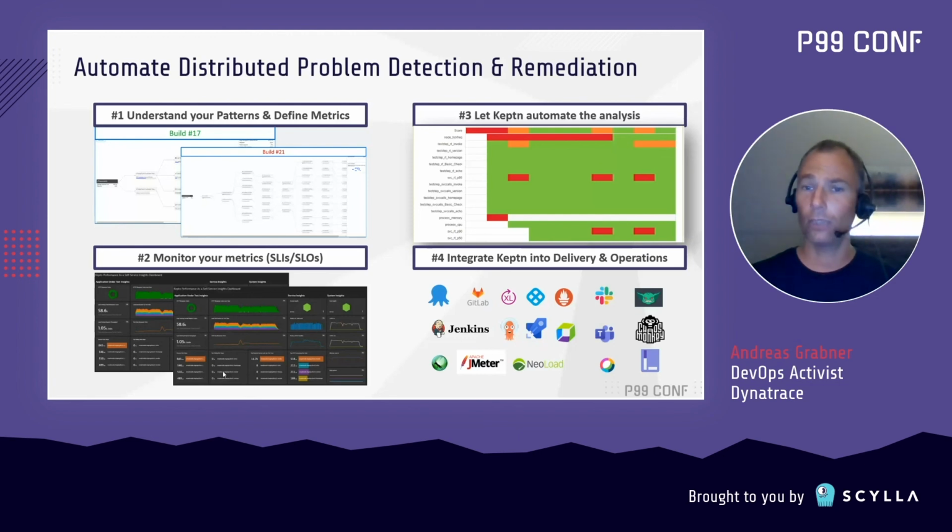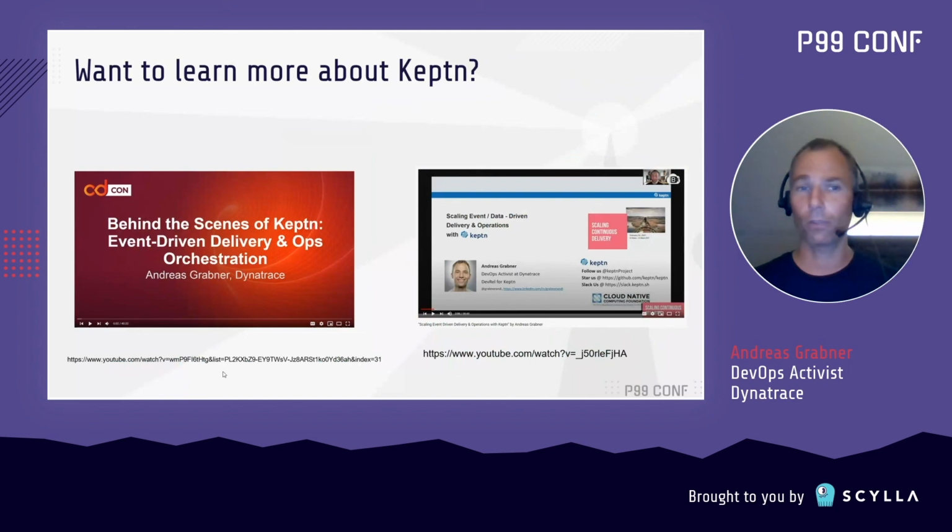And then integrate this into your existing delivery and operations tools. Because Keptn, as I said, can do much more, but start with quality gates, but then you can also have Keptn automate your tests, your deployment, also auto remediation in production in case you find problems in prod. Maybe you even want to roll back to a previous release.